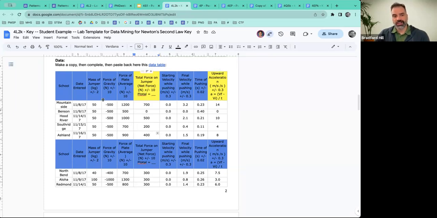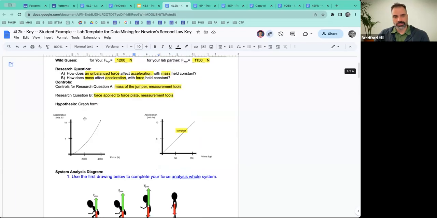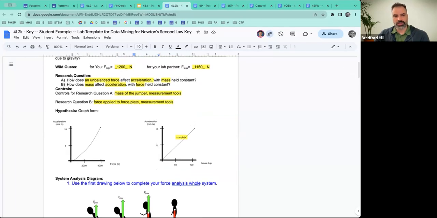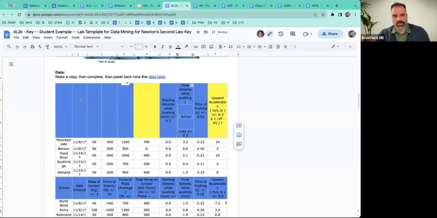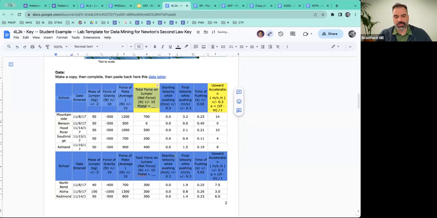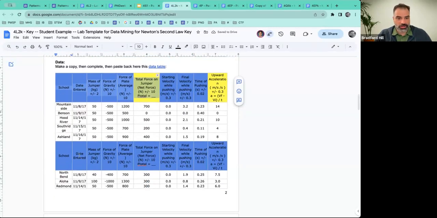And of course, I should ground this in the question. How do unbalanced forces affect acceleration with mass held constant? Okay, well, they're given a data set up top. Oh boy, a data set up top and a data set below. And you just got to look at all of these things.